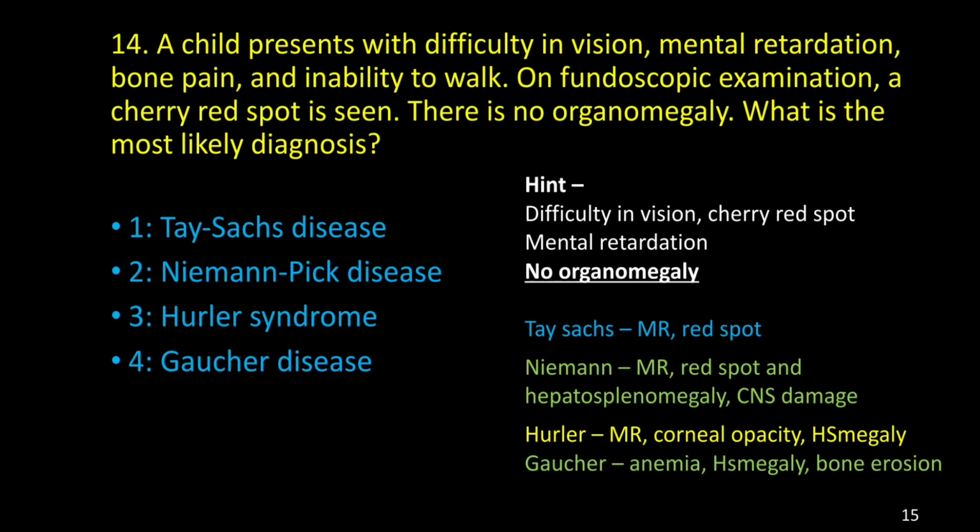Niemann-Pick disease is due to sphingomyelinase enzyme deficiency, and here there is also mental retardation. Further, a red spot is seen and hepatosplenomegaly is seen in Niemann-Pick disease, so this option is also ruled out. So the only right answer is Tay-Sachs disease, because here no organomegaly is written. Whenever you are attempting an MCQ, you have to read the full MCQ, identify the keywords, and from the keywords choose the right option. So no organomegaly leads to the identification of the condition, that is Tay-Sachs disease. The right answer is Tay-Sachs disease.